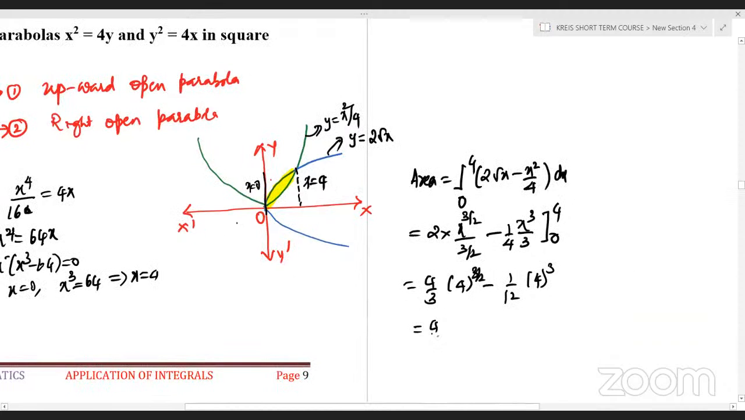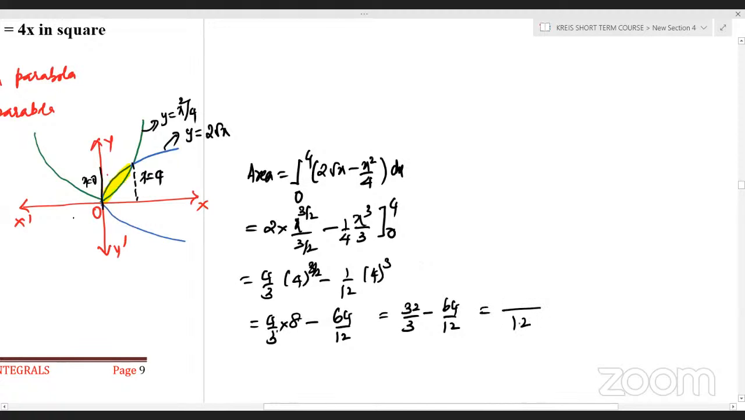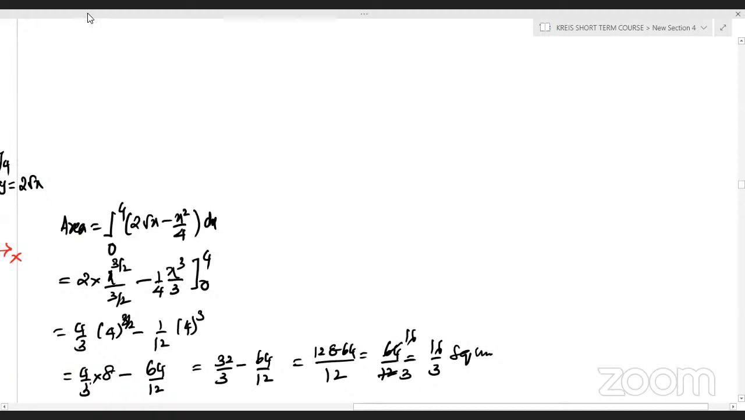It is nothing but 4 by 3 into, what is this, 4 to the power 3 by 2, 2 cube, it becomes 8. 4 cube is 64 divided by 12 you get, right? So this is nothing but 32 divided by 3 minus 64 divided by 12 you get. Yeah. So if you take 12 LCM, it will be 32 into 4 minus 64. 4 2s are 8, 4 3s are 12, so 128 minus 64, it is going to be 64 by 12. So it is 16 divided by 3 square units you get. 16 by 3 square units. The correct answer for this is option C. This is the usual method, but you can use the shortcut method here.